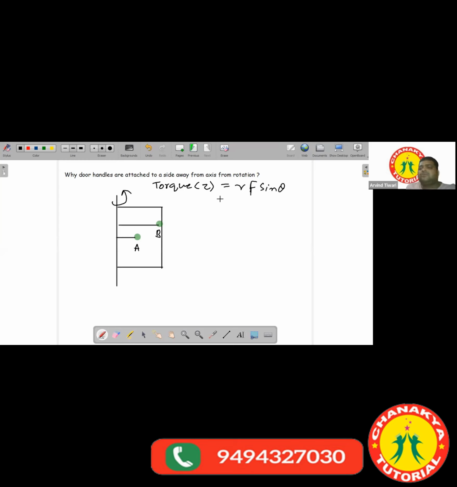The same thing works for the wrench also. The longer the wrench, the much easier it will be to open. That is why you might have seen truck drivers opening truck nuts with a very long rod, which increases the distance from the axis of rotation. Okay, so we get torque equals r F sine theta. I hope you have understood about the rotational force, torque.